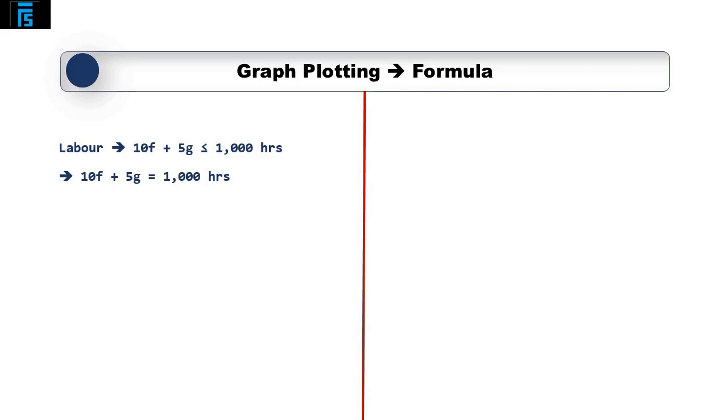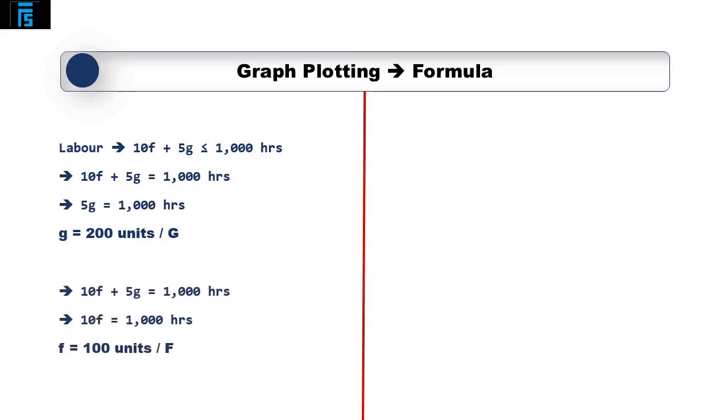For the purposes of plotting the line on the graph, we are firstly going to assume that we make no francs. So this means that the formula becomes 5G equals 1,000, and therefore G is 200 units. We can follow the same principle by assuming that we will not make any greeters. This time the formula becomes 10F equals 1000 hours, and therefore if we don't make any greeters, we can make 100 francs.